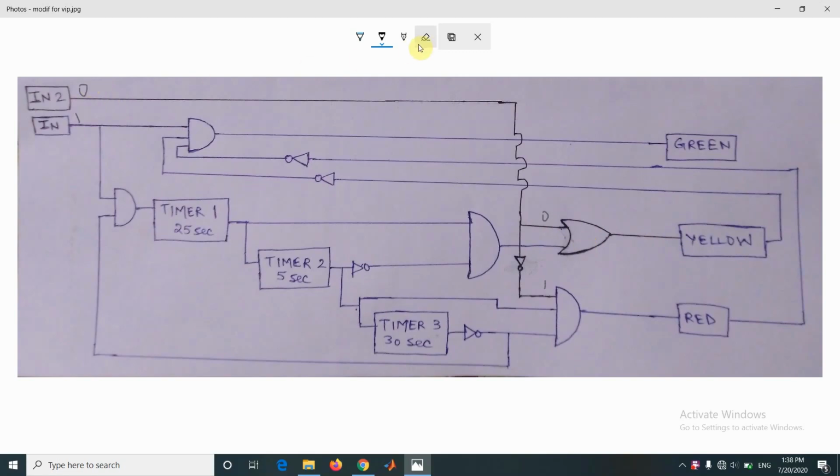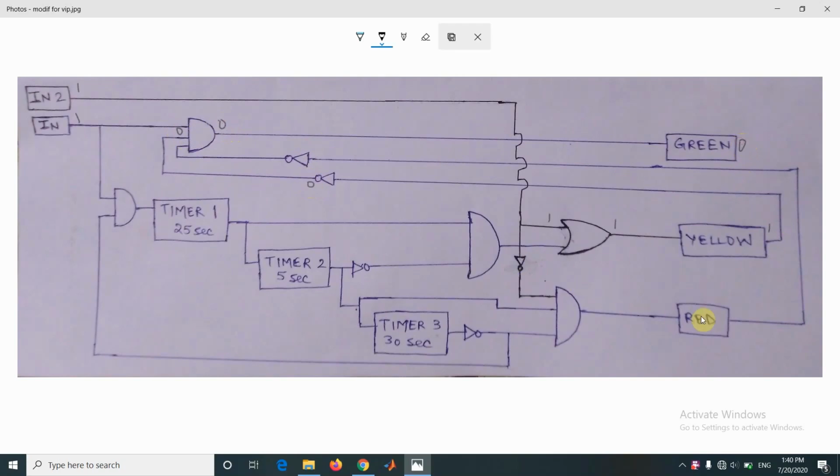So when an important person arrives, this input is 1 and due to that this input to the OR gate is 1 and the OR gate is on. As a result, yellow light turns on, and due to this NOT gate, this input of the AND gate is 0 and the AND gate is off. As a result, the green light is also off.